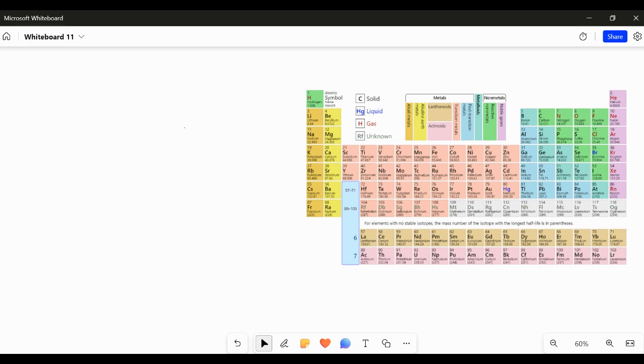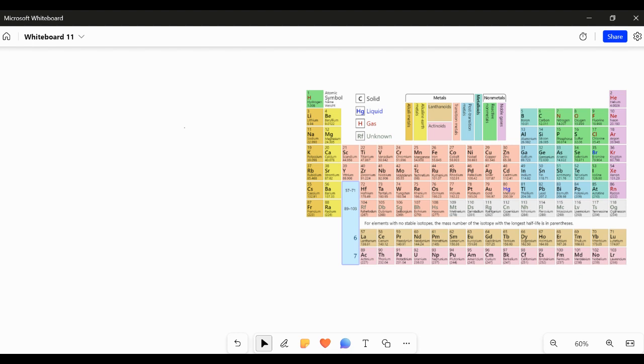Today I wanted to talk about molar mass. What is molar mass and how can we calculate it? So, molar mass is the amount of a substance in grams that it takes to make 1 mole.